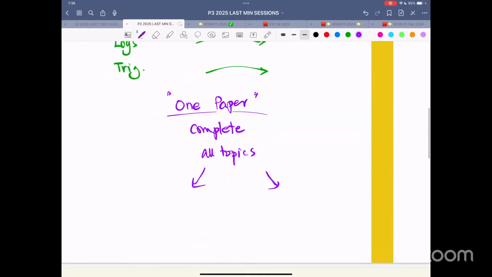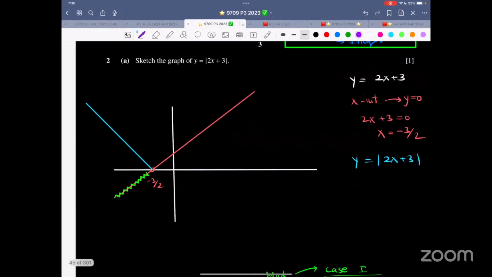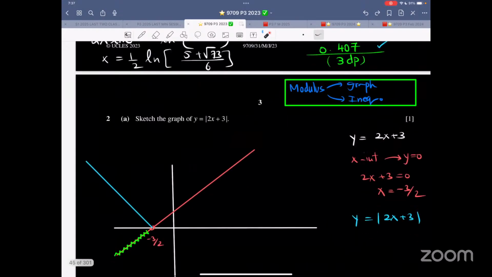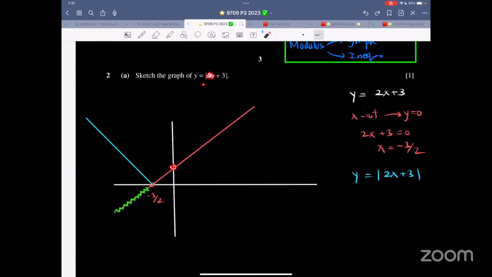Coming back to this: sketch the graph of y equals modulus of 2x plus 3. The x-intercept without the modulus: y equals 0, x is negative 3 over 2. And the y-intercept, y is equal to 3. So basically the line was going like this. Then with the modulus, positive remains positive, 0 remains 0, negative becomes positive. So this is flipped over here. Make sure that the gradient, the steepness, remains the same because it's a sketch.